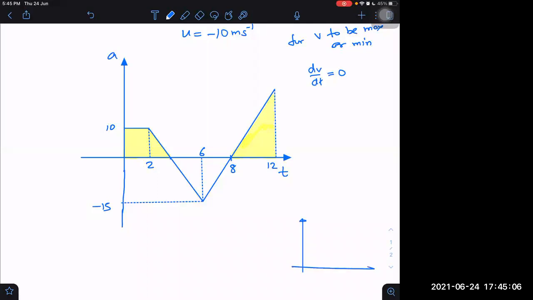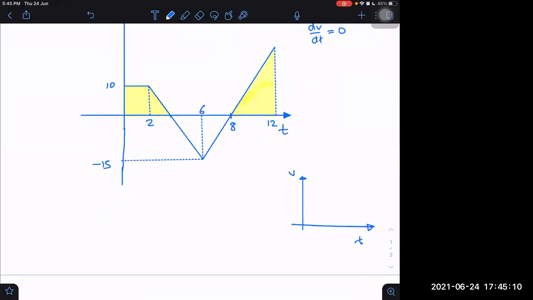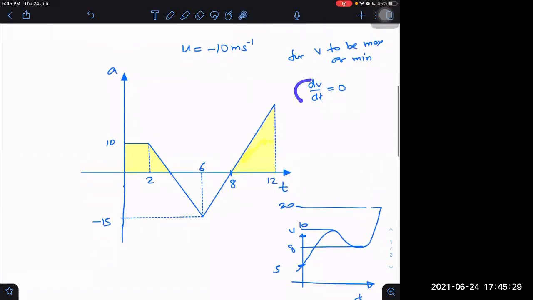Let me give you a VT graph. Let us say this is the VT graph, and here maybe 5, and it goes up to 20. In between it is 10, and in between it is 8. What is the minimum velocity? By using our condition of maxima and minima, I will get minimum as 8 and maximum as 10.